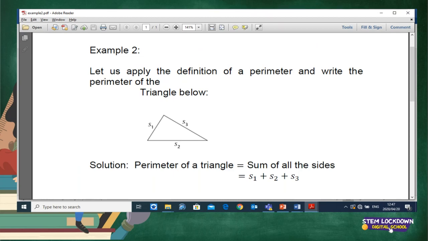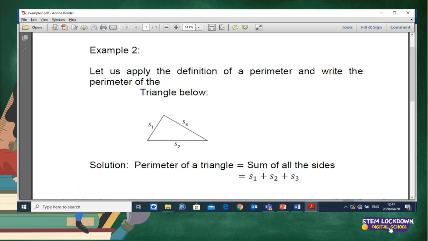This is example 2. It should have been example 1, I believe. So it's example 2, but example 1 will follow now. You can apply this definition of a perimeter. And of course, the triangle shown has got 3 sides, S1, S2, and S3. If you add them together, they will give you the perimeter of a triangle.